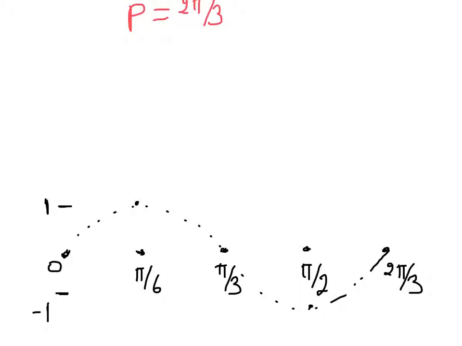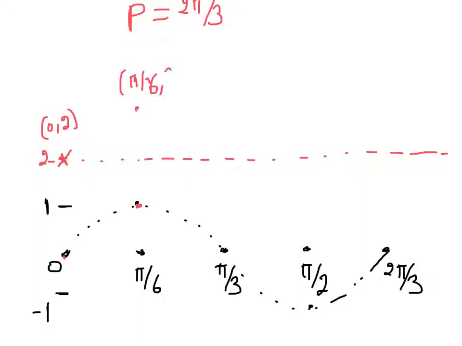We're going to shift this graph up by 2. So we're going to have the x-axis now up at 2. And those 5 key points are going to shift up by 2. 0 is going to shift up to 2. The ordered pair will be 0, 2. That's my first key point. This point, pi over 6 and 1, shifted up by 2 will become pi over 6, 3.